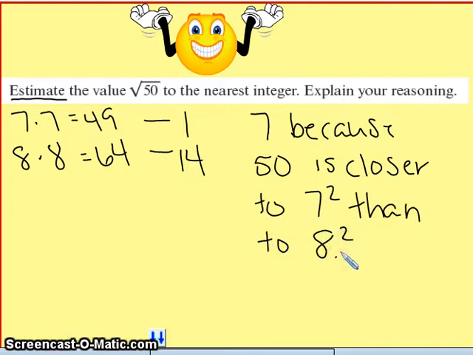So when you're estimating the value of the square root, you look at the square roots with perfect squares around the radicand, closest to the radicand, and decide which one is actually closer.